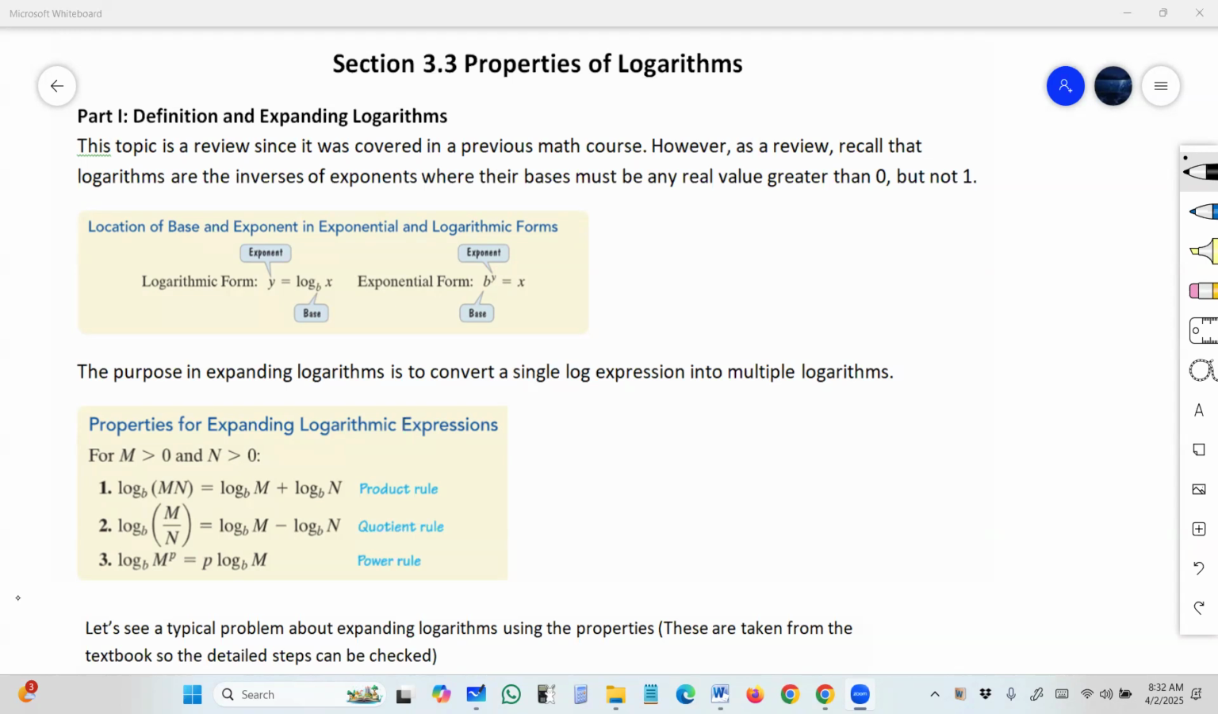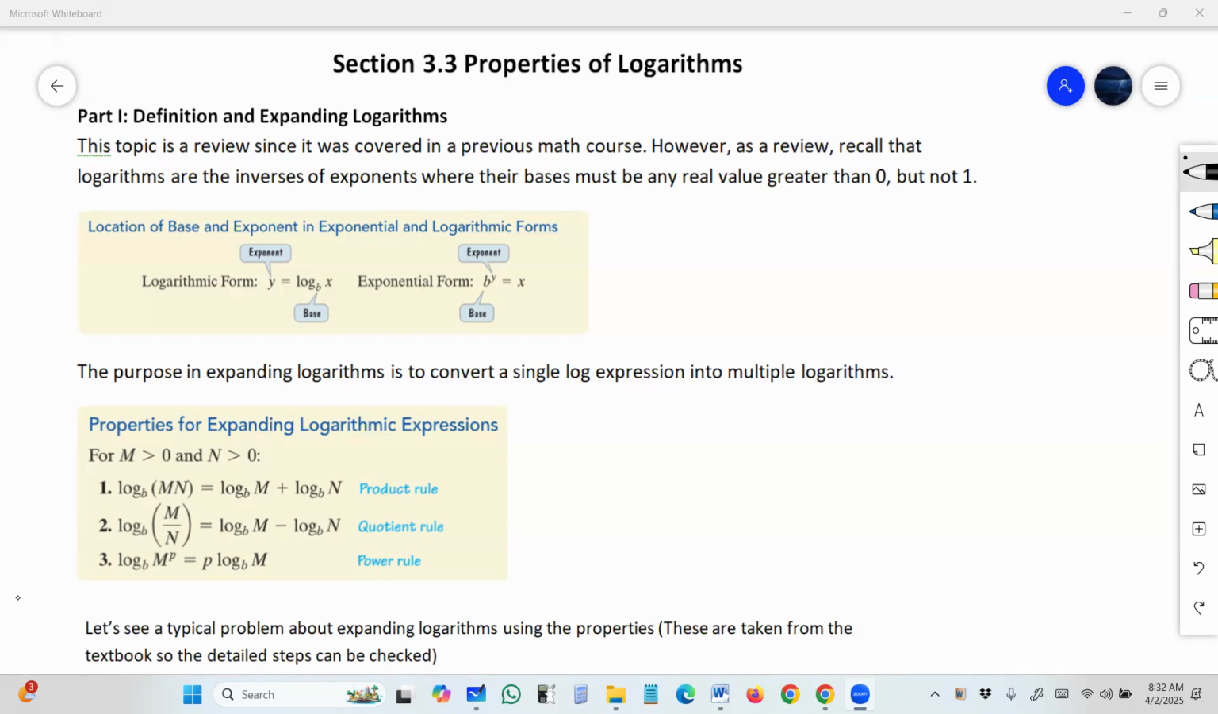Now, this, as with some of the topics we've seen before, is a review from what was covered in Math 119. So this is a review. It shouldn't take long. So let's go over the definition of logs first of all.